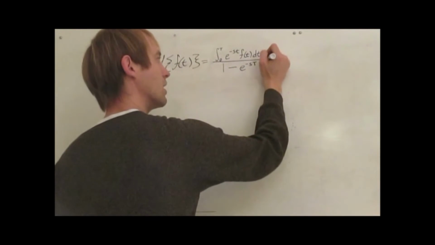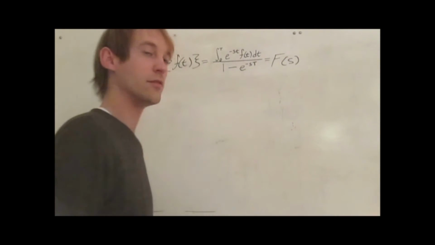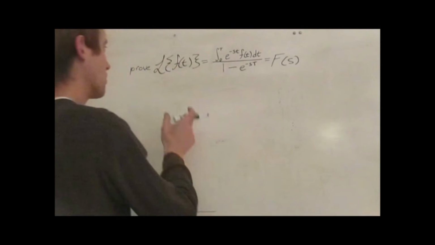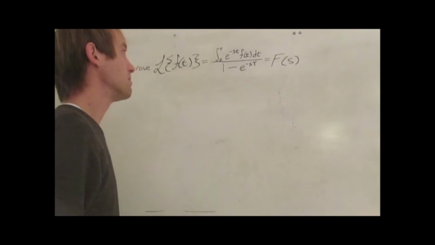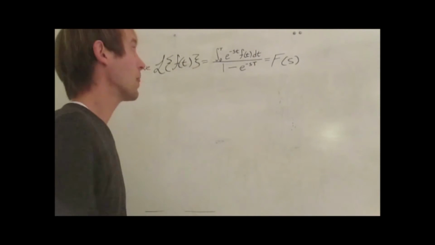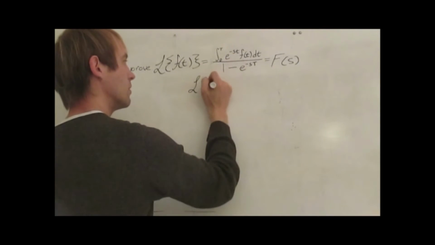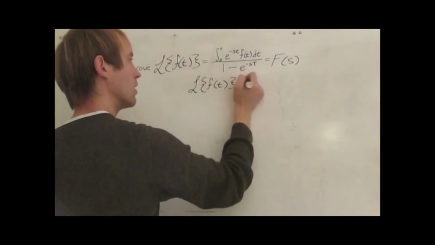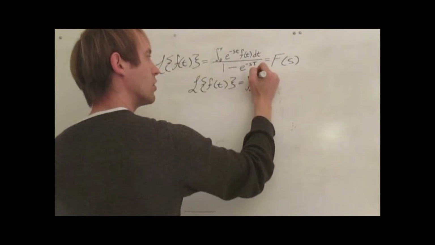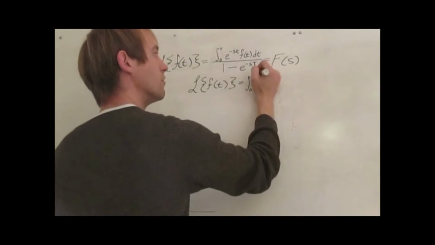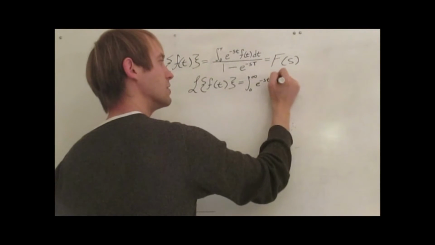For a periodic function, this is how we denote the Laplace, capital F of s. So we want to prove that this is true. Well, how are we going to go about doing that? We're going to break it down. First, we look at the definition of the Laplace, which is equal to the integral from 0 to infinity of e to the negative s t f of t dt.